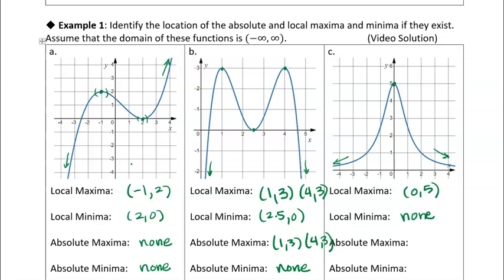All right, and then the absolute maximum is the same, 0, 5. You can see that there doesn't appear to be any points higher than that. And then the absolute minimum, again, is just none, right? We don't have any local minimum, so none.